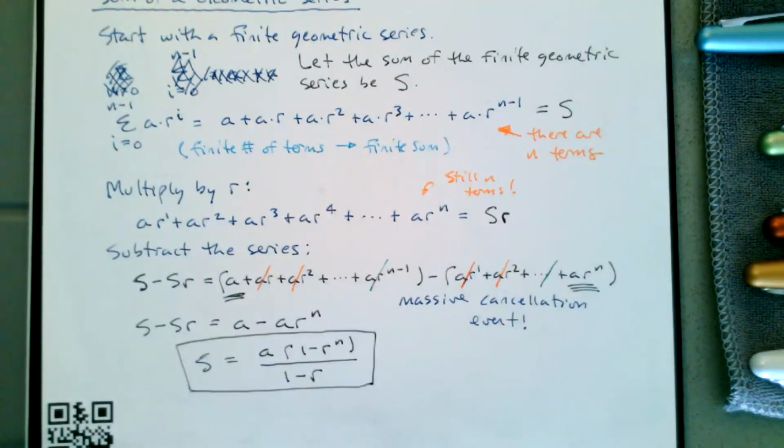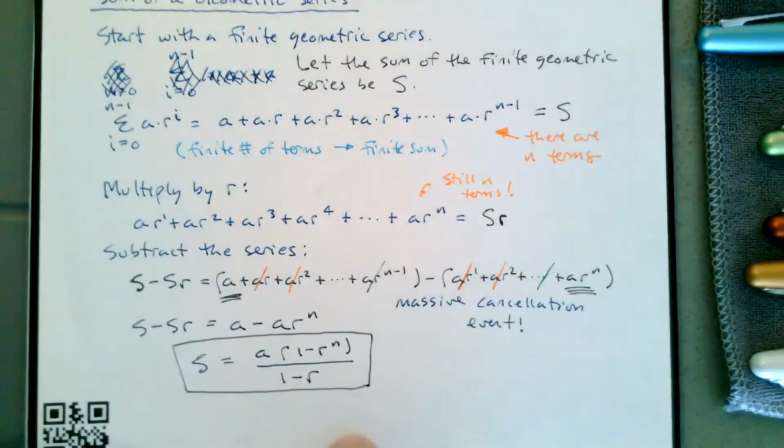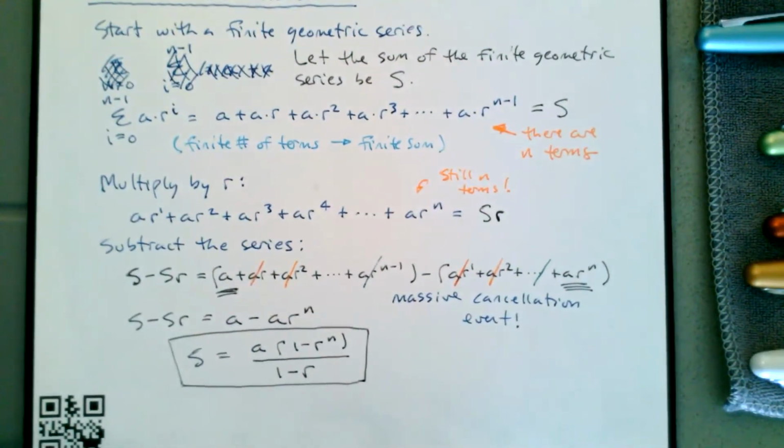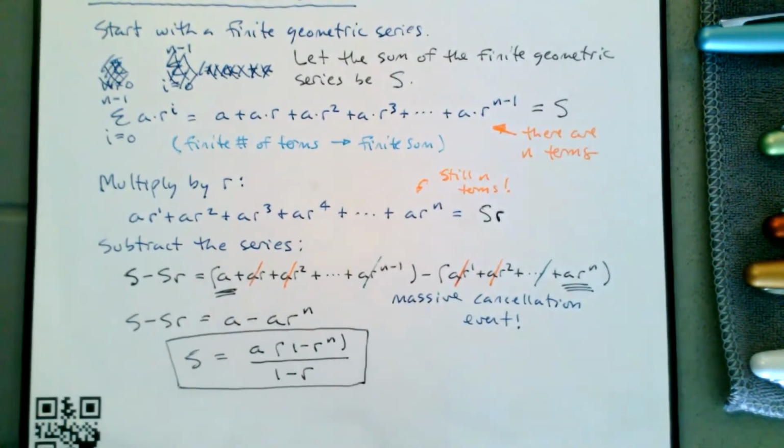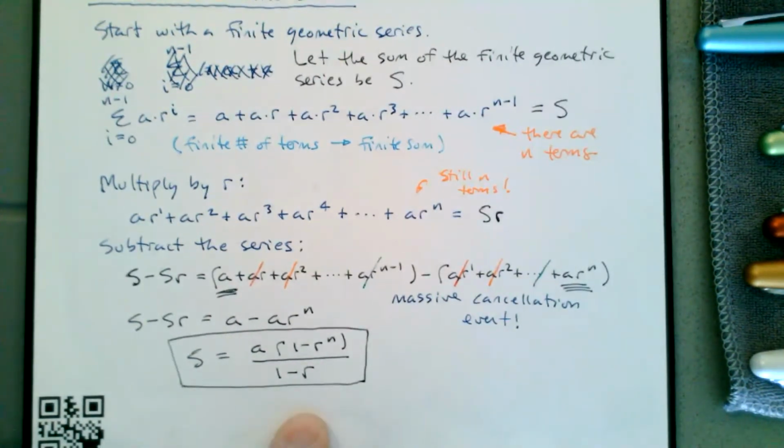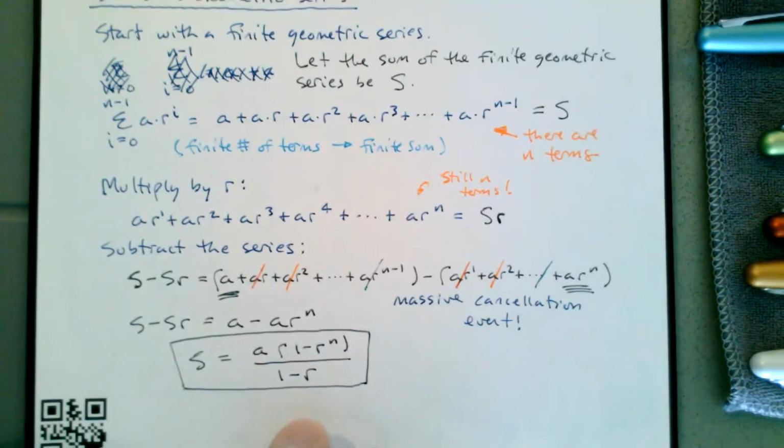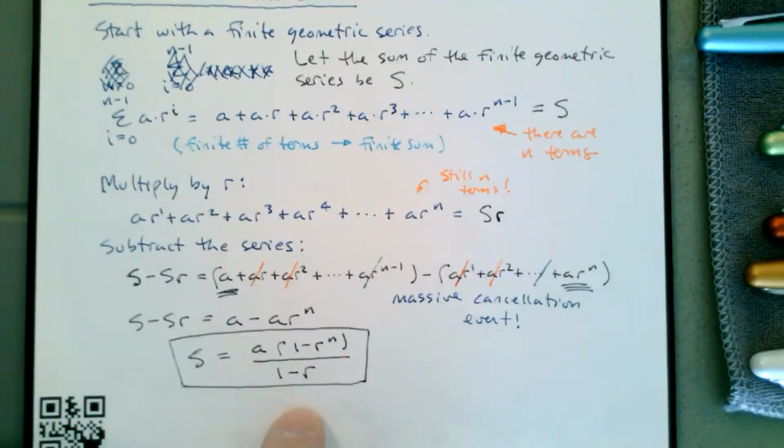This is an important sum. This is a sum of a finite geometric series. And for this sum, it doesn't matter what R is. This is useful for any value of R. So here's a formula for the sum of a finite geometric series. This is an important piece of information to have. This is actually useful in modeling things.